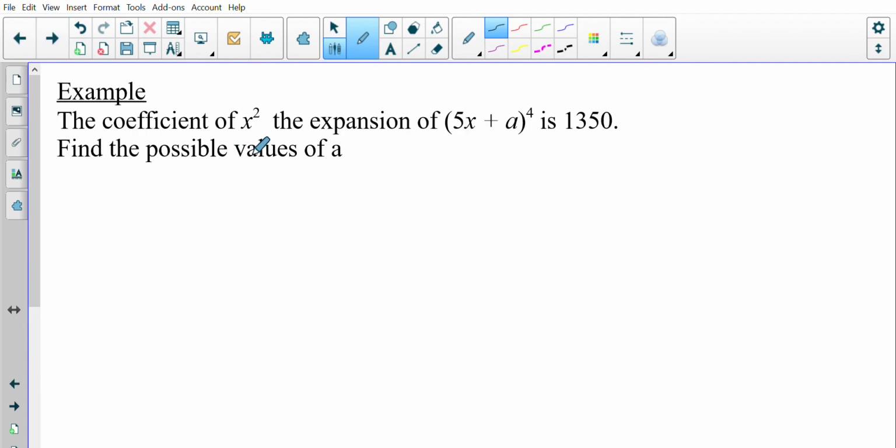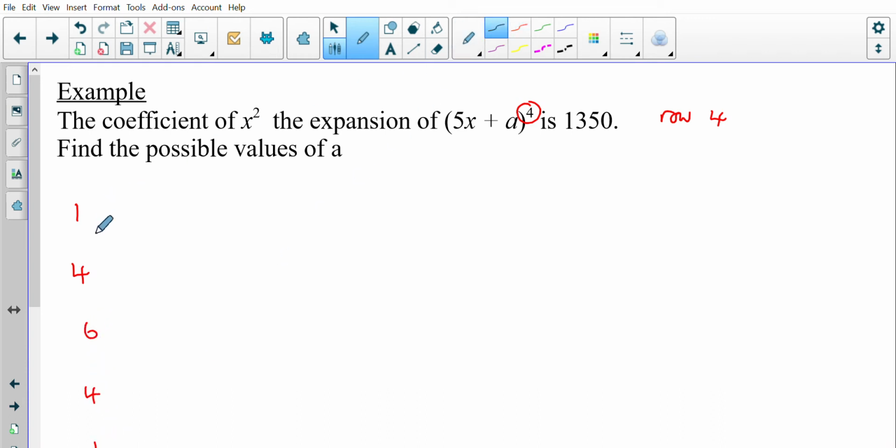For this one here, we need to set up an equation because we're given the coefficient of x squared. We're told it's 1350, and we have to find the possible values of a. So if we identify from this 4 that we need row 4 of Pascal's triangle, let's just go straight into writing those down the side. 1, 4, 6, 4, 1.